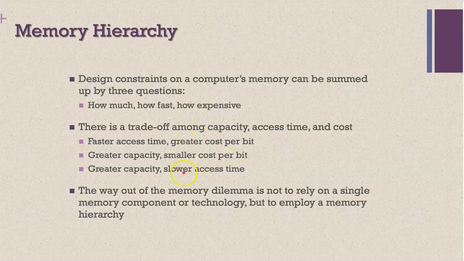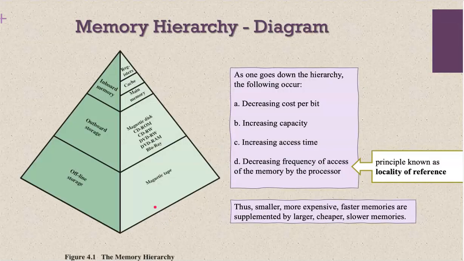Okay? So the way out of the memory dilemma is not to rely on a single memory component or technology, but to employ a memory hierarchy. So we typically combine fast and slow ones, and they are utilized for different purposes. So this is the memory hierarchy diagram. You can see that going down, the pyramid is obviously getting wider, and at the top part, this is where we have our inboard memory, and then we have our outboard storage, and then we have our offline storage.